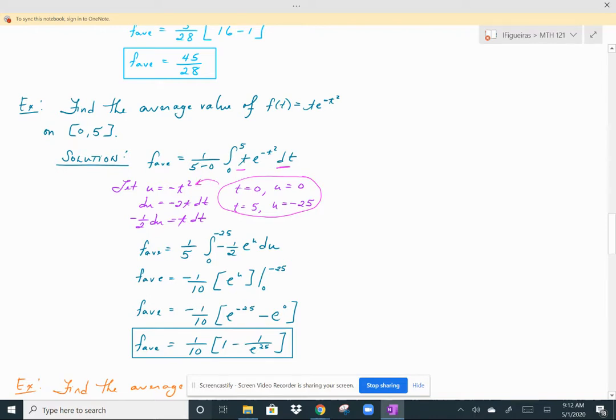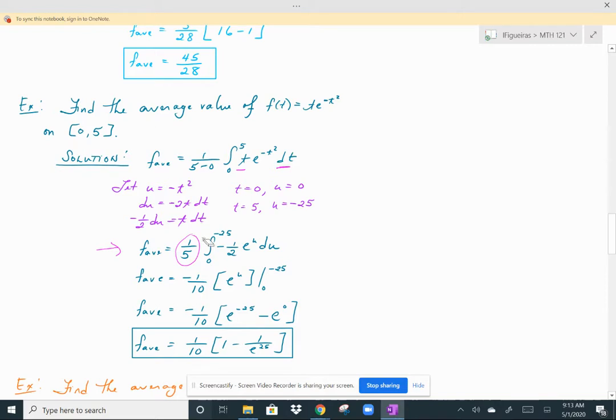U is also 0. When t, the upper limit, is 5, your u is negative 25. So now I can actually do my substitution, which is what you see here. The outside part, the 1 over b minus a, stays the same. That's outside of the integral. And then I can rewrite my integral as follows. So I have the integral from 0 to negative 25 of negative 1/2 e to the u du.